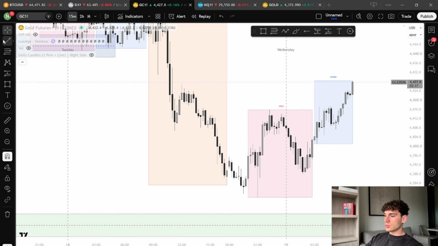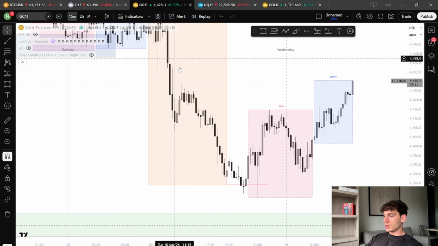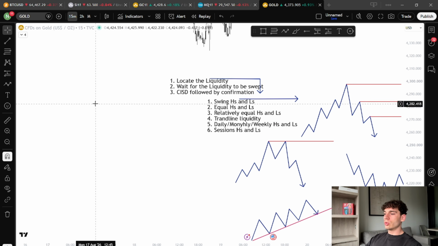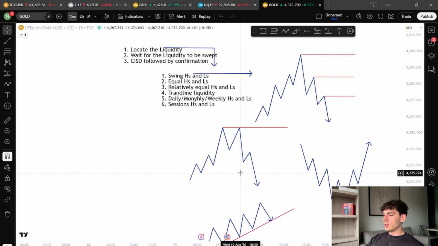You can see here as well, there is a New York session low, the price went down, swept, and then started going up again. So from locating the liquidity, this is it.